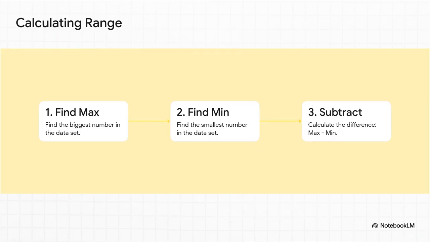And calculating it is so easy. It's just a simple 3-step process. First, find the biggest number. Second, find the smallest number. And third, you just subtract the small one from the big one. That's it. Let's see it in action.